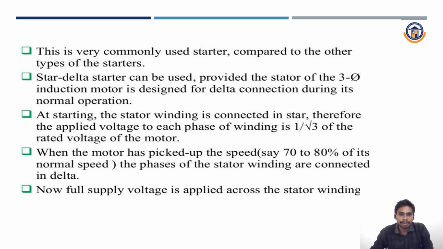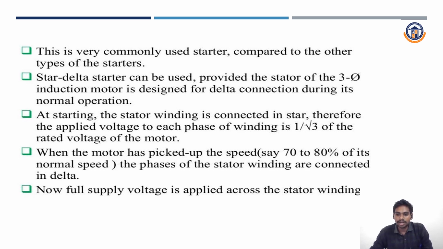Star delta starter can be used if the stator of the three-phase induction motor is designed for delta connection during its normal operation. At starting, the stator winding is connected in star, therefore the applied voltage to each phase of winding is reduced. When the motor picks up 70 to 80% of the speed, the stator phase windings are connected in delta. Now full supply voltage is applied across the stator winding.